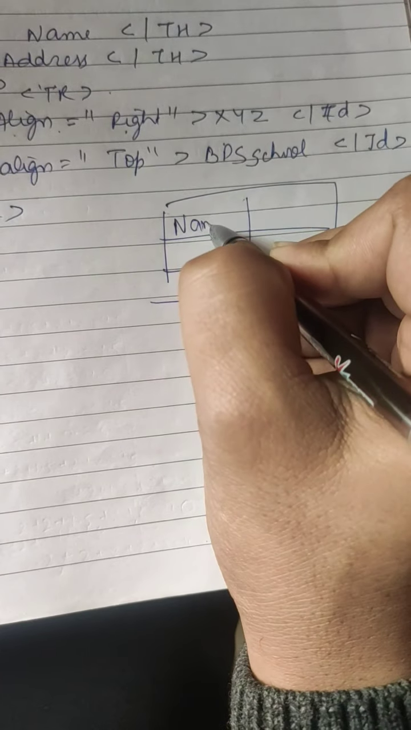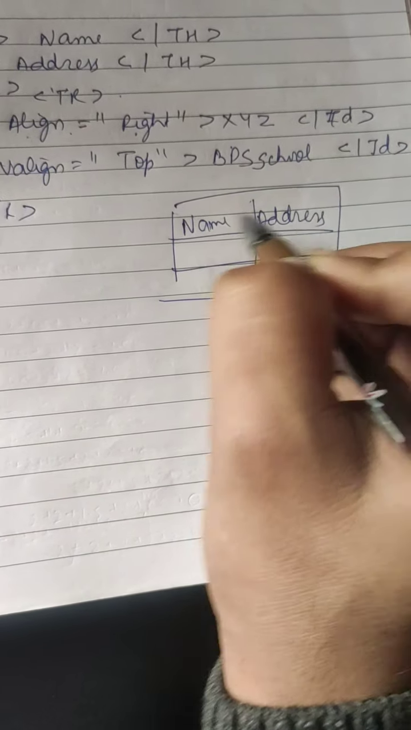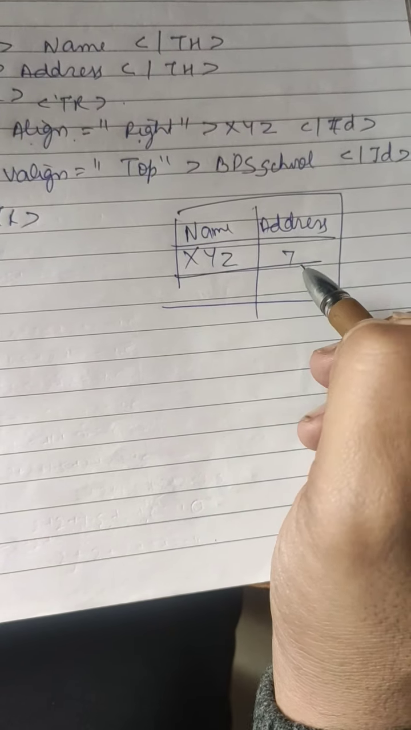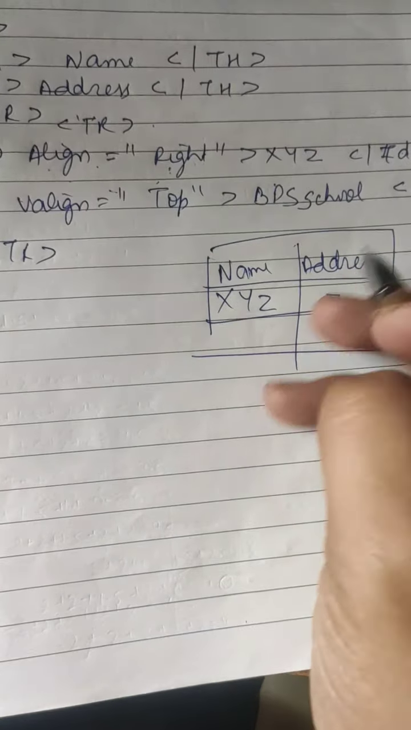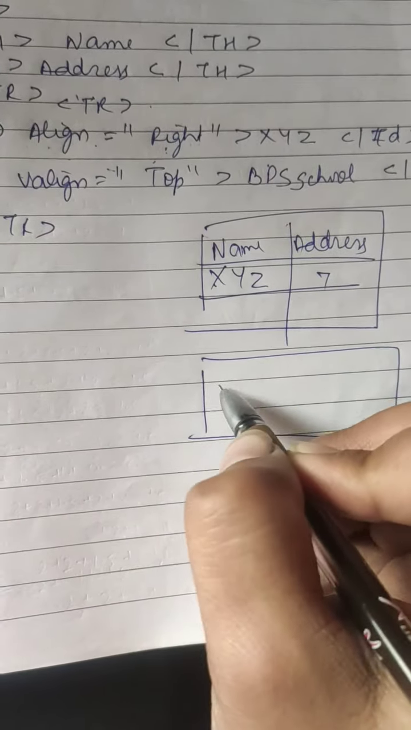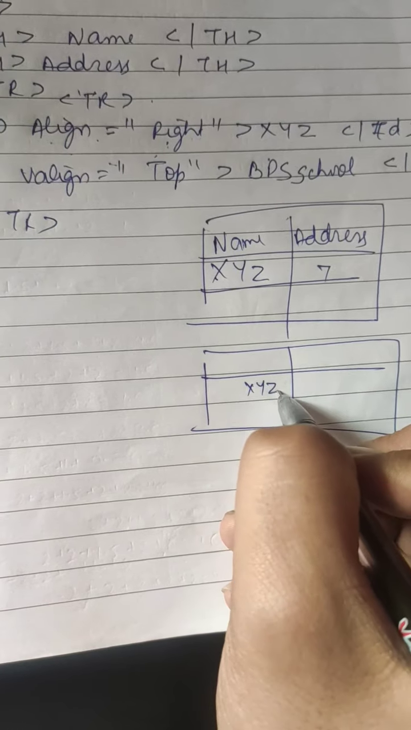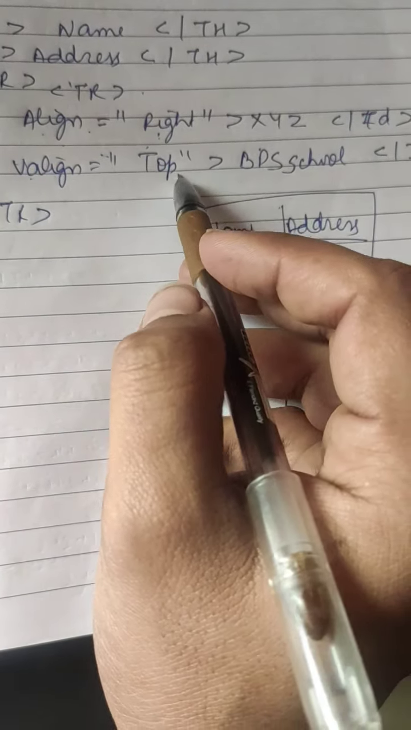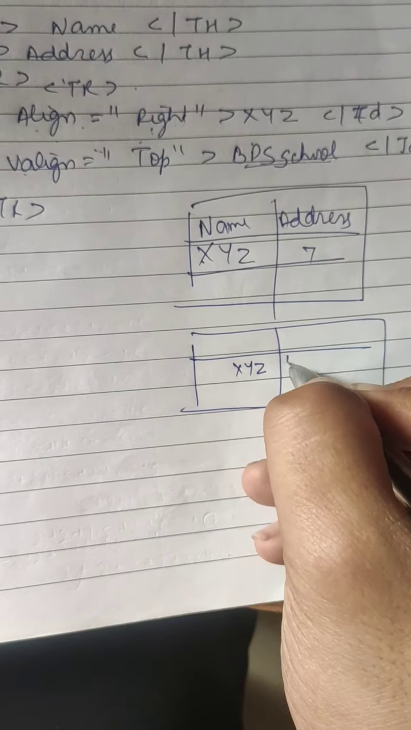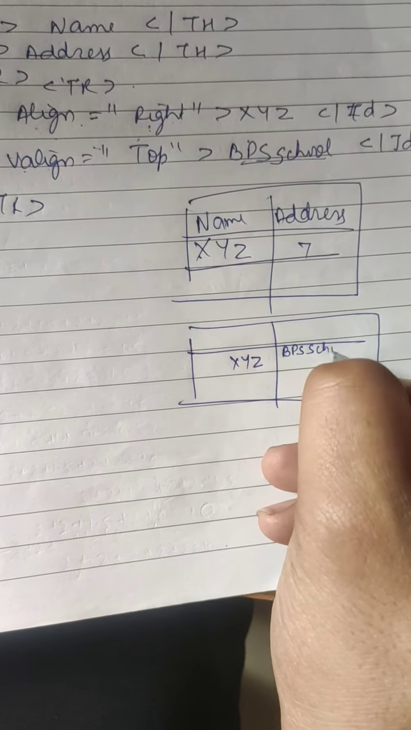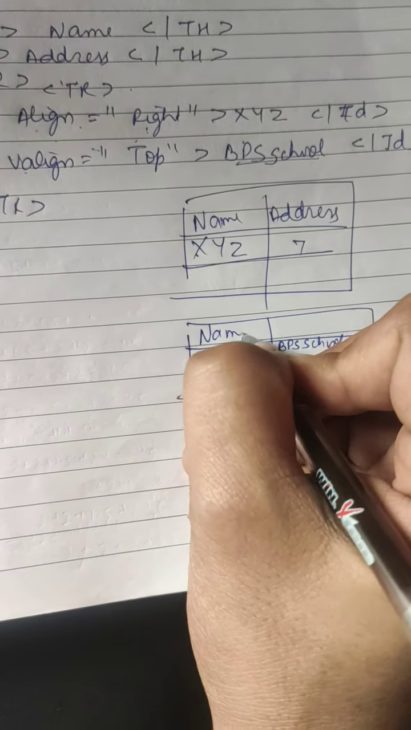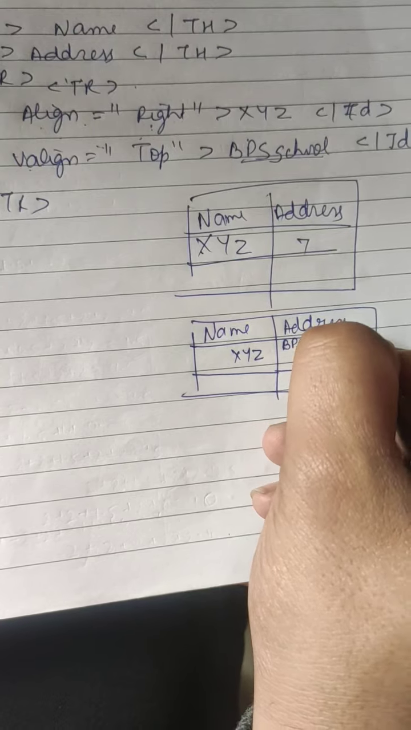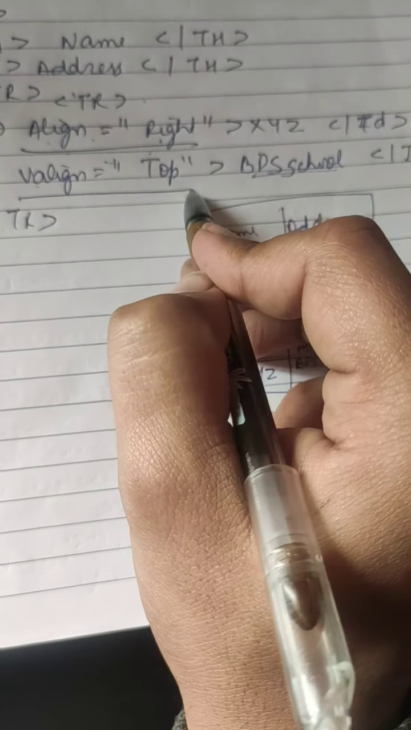Okay, so if I write td align equals to right, look at this table, name and address. Suppose xyz is written in this column, so your xyz will come to the right alignment. Align equals to right means your xyz will come like this. In the second, valign equals to top, so BPS will go to the top of the cell, BPS school. So can you see the output of this? This is the align, this is the valign.